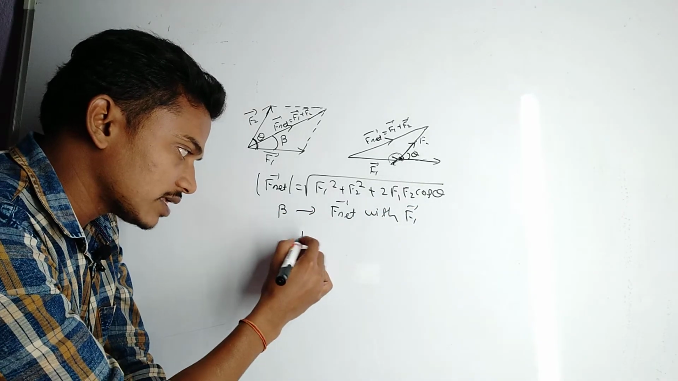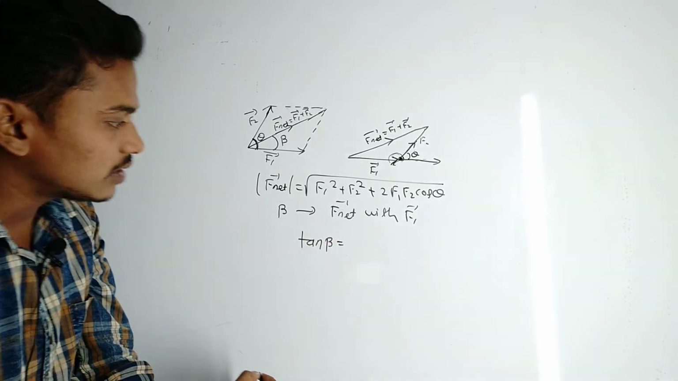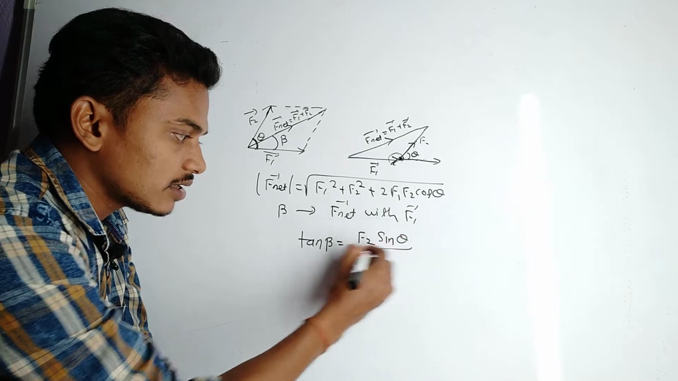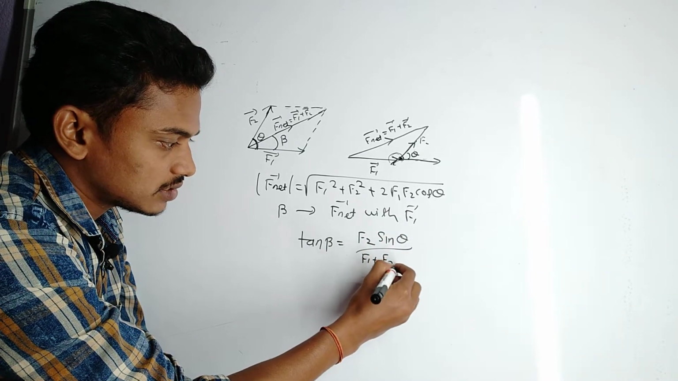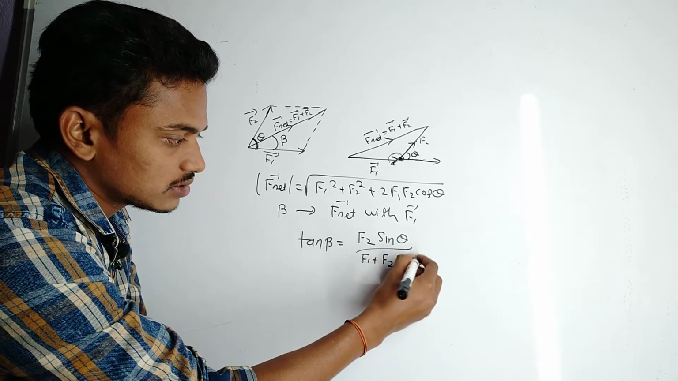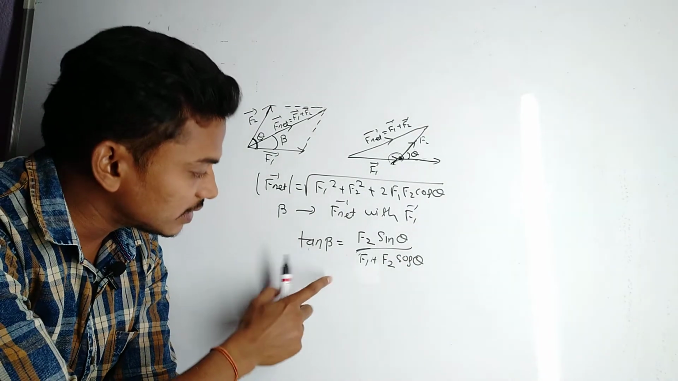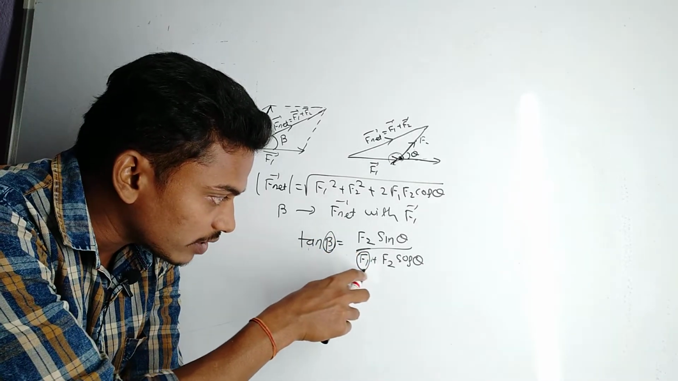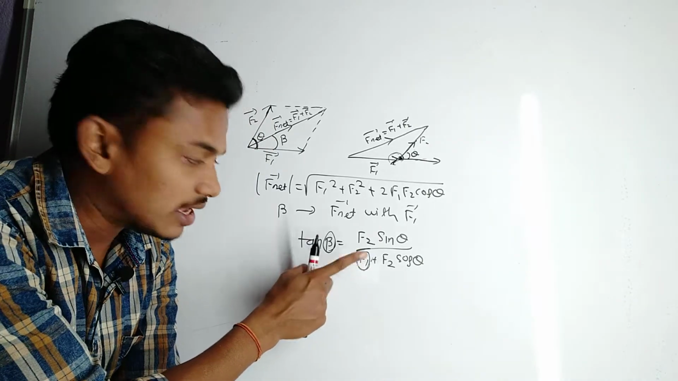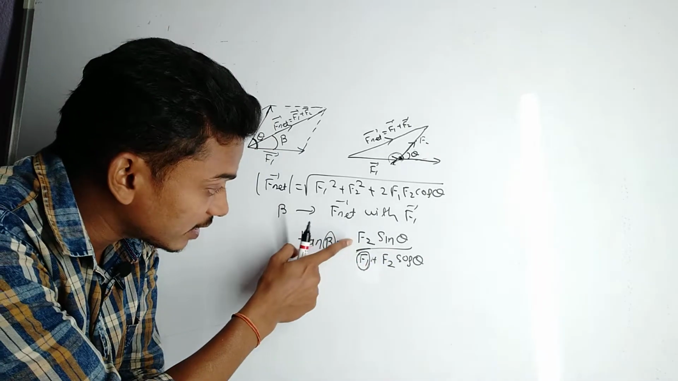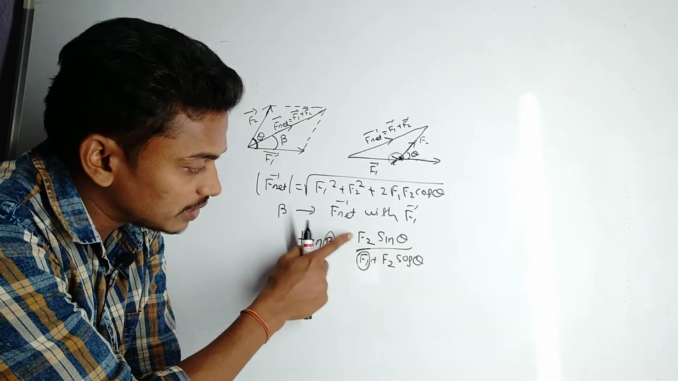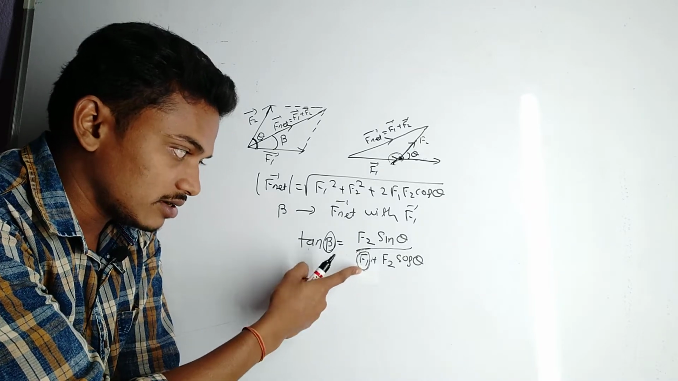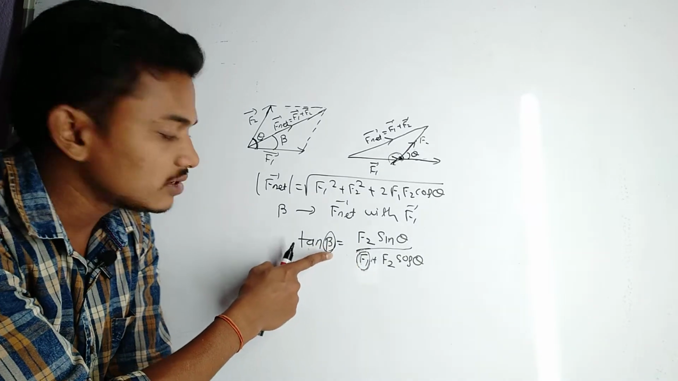Then beta can be found by the relation tan beta equals F2 sin theta by F1 plus F2 cos theta. Remember that beta is the angle that the resultant vector makes with this F1, and this F1 should be written alone, not with cosine or sine. Another vector, that is F2, will be written with sine and cosine. So this F1 is the force that makes an angle beta with the resultant vector.